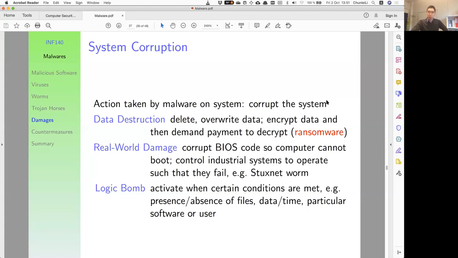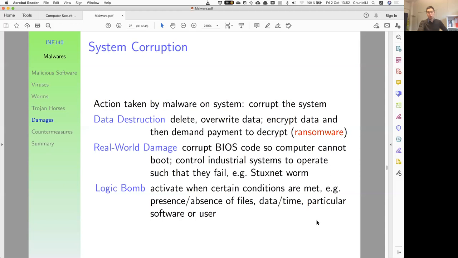It can do all the things that a program is allowed to do, or that the program has privileged rights in the operating system to do. So it could cause data destruction. This destruction could delete some files, overwrite the content of some files, or encrypt the data, that's the ransomware.